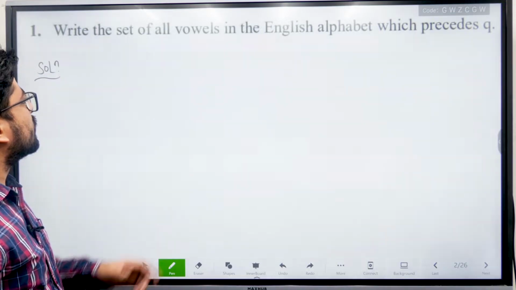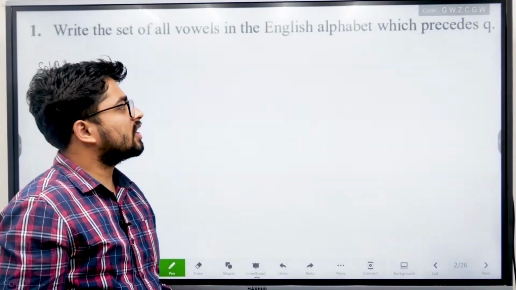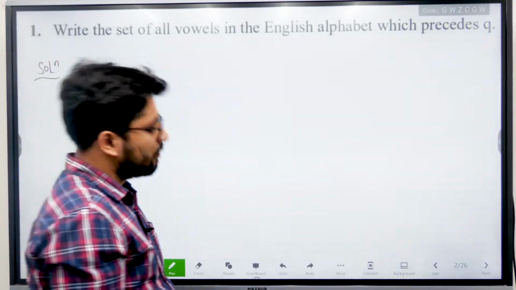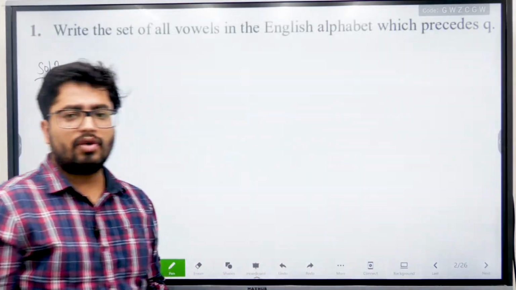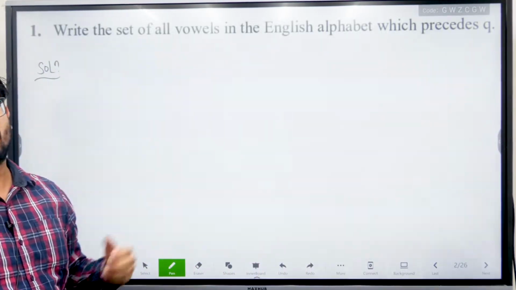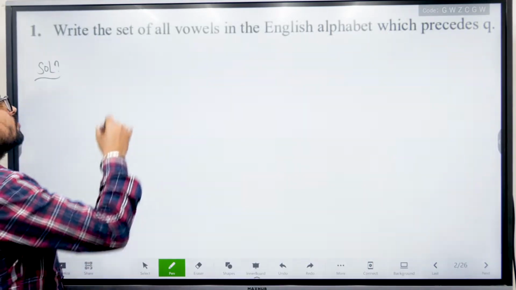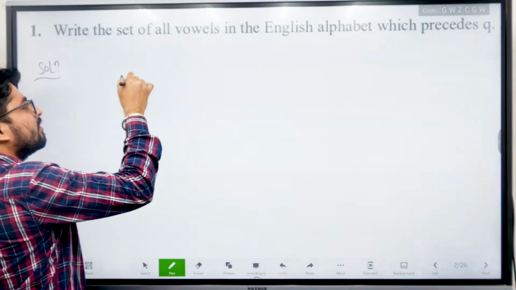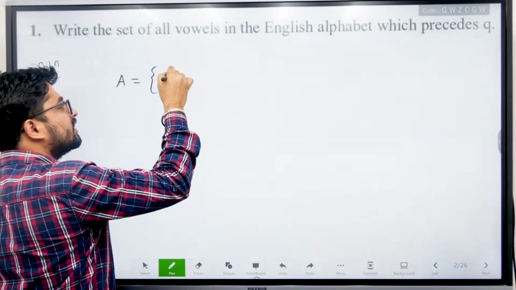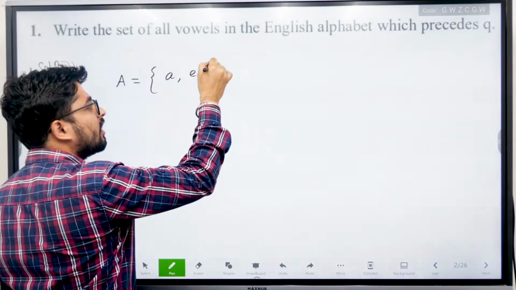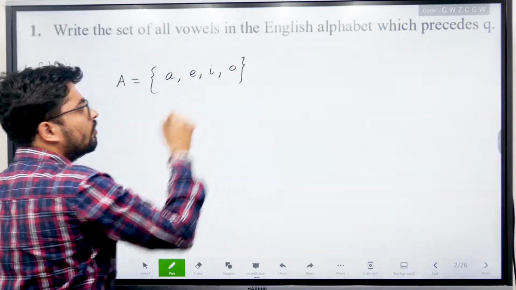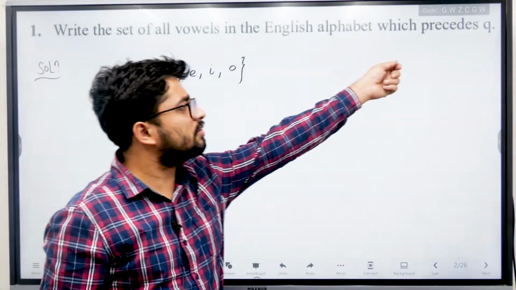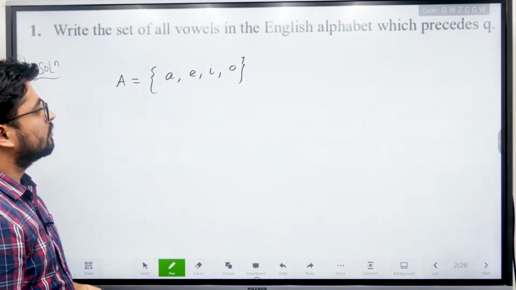Write the set of all vowels in the English alphabet which precede Q. It means you have to write all the vowels which come before the alphabet Q. So let's say that set is A, and that set contains A, E, I and O. These are the vowels which come before the alphabet Q.